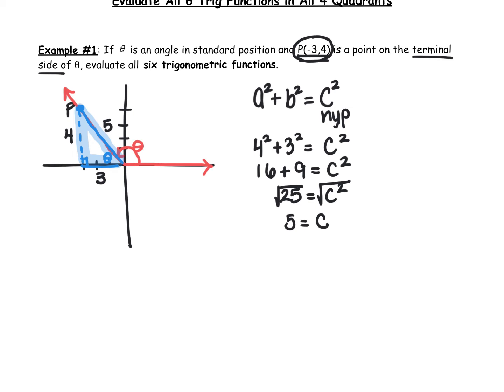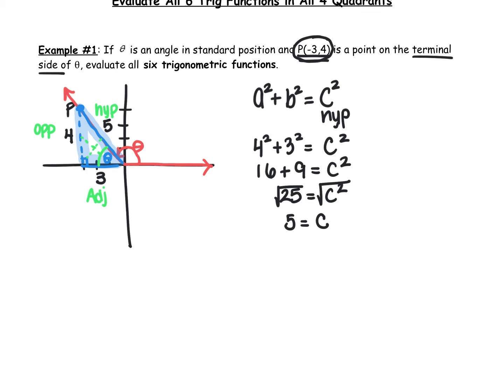So first, let's label our picture. So with respect to this angle, the 4 is directly across from it. So we're going to call the 4 opposite. The 3 is right next to it. So we'll call the 3 the adjacent. And the 5 is directly across from the 90-degree angle. Therefore, 5 is my hypotenuse. So now that's technically all the information that we need.